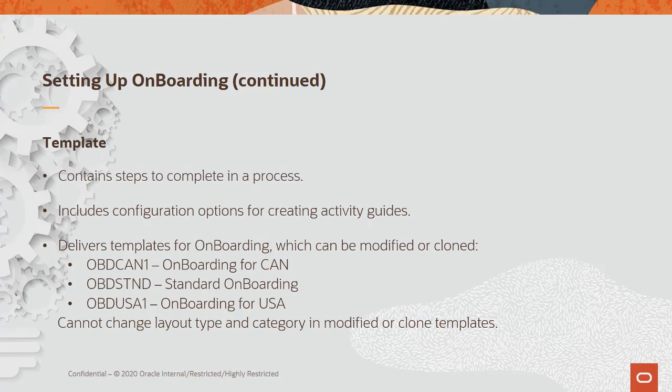Use them as a starting point and add modifications by inserting a new effective dated row, or create new templates by cloning from existing ones. One point to note is that you cannot change the layout type and category for a new template when it is created using one of these 2 methods. If you created your own category to support the onboarding process, you need to build the templates from scratch.